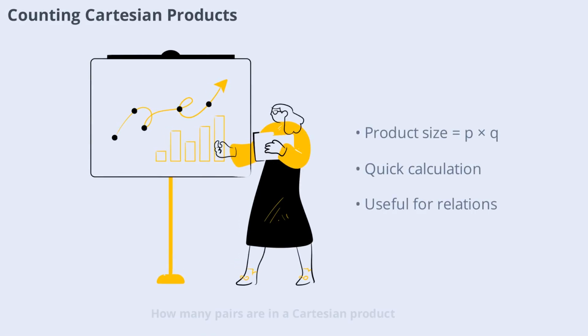How many pairs are in a Cartesian product? If set A has p elements and set B has q elements, then the Cartesian product A times B contains p times q pairs. For example, if A has 3 elements and B has 2, then there are 3 times 2 equals 6 pairs. This multiplication principle helps us quickly determine the size of the product set, which is useful for understanding the scope of possible relations.